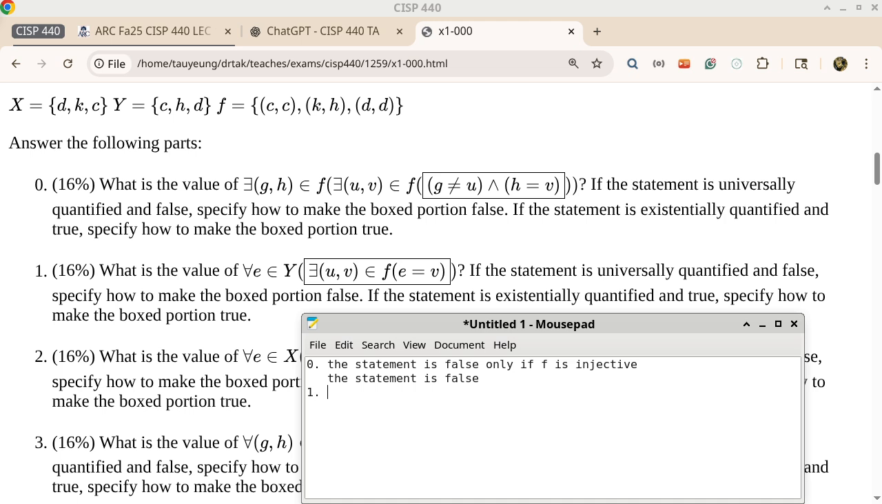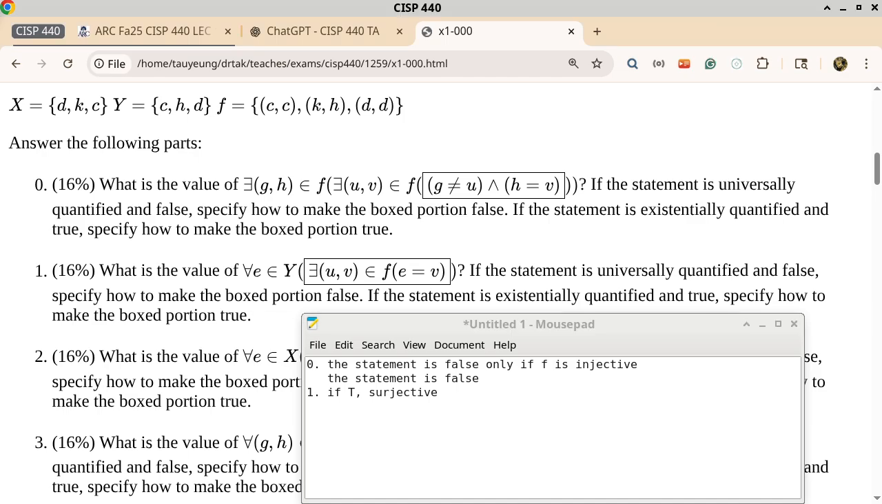Yeah. So we don't know yet whether it's a function or not. Yep. So we'll say, if true, surjective. Okay, that's how we're going to put it right now.